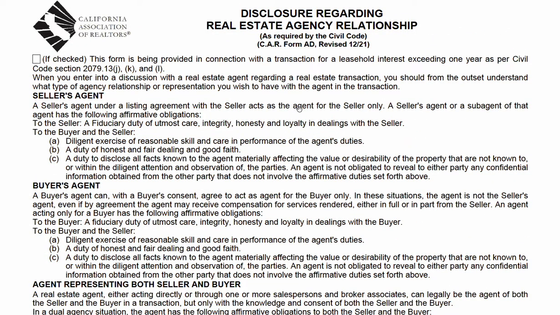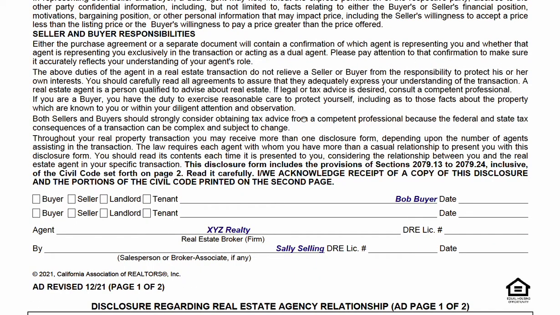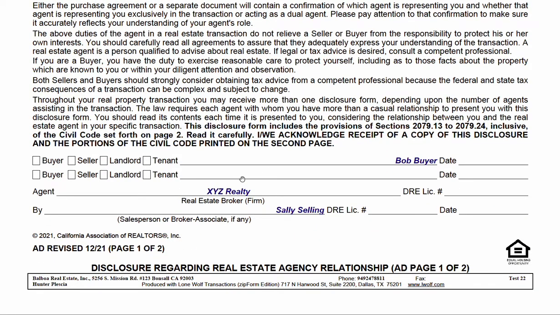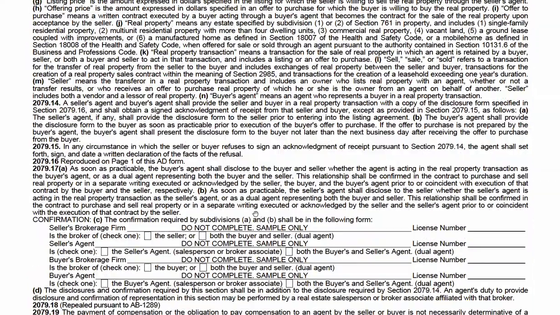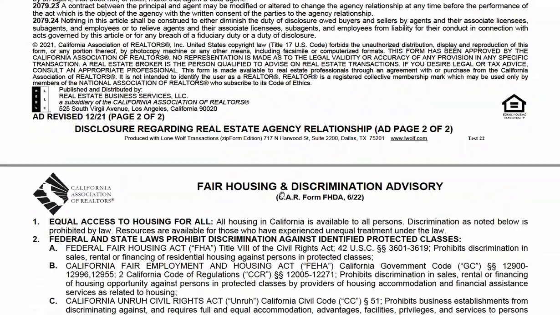So we'll start with the disclosure regarding real estate agency relationship. Pretty simple. It's a two-page form. Your client, the buyer, is going to sign here. You're going to put your brokerage name, and then you're going to sign. Nothing on the second page.